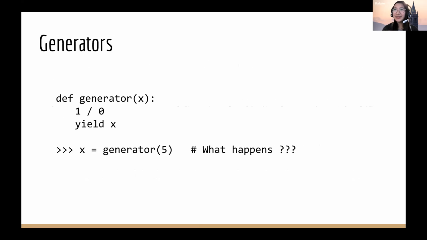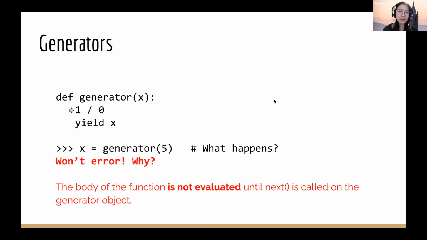Cool. Wow, no one fell for the trap. Exactly, nothing's going to happen. Even though this generator function is, right off the bat, throwing an error at you, saying 1 divided by 0. Because the body of the function is not evaluated until we call next, nothing's going to happen. It's just going to say, cool, x is a generator object. So here, it's not going to error, and that's simply because it hasn't executed any code quite yet.